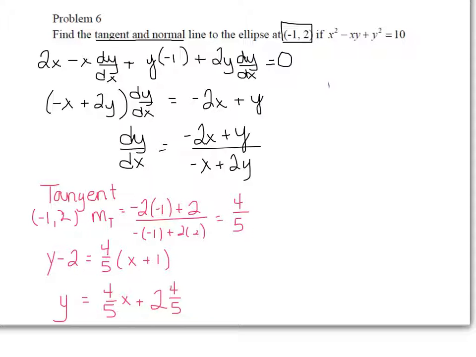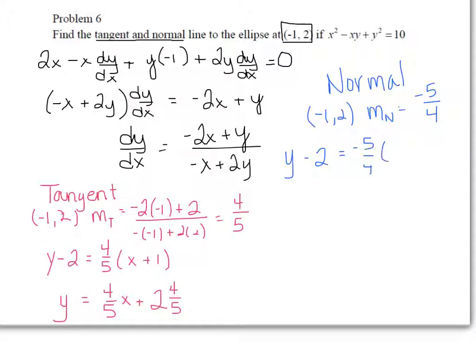The normal line, remember, for the normal line we need a point and a slope, which we were given the point, and our slope of the normal line, remember, is the opposite reciprocal. So the opposite reciprocal of 4/5 is negative 5/4. So we get y minus 2 equals negative 5/4 times x plus 1. So we get y equals negative 5/4 x plus 3/4, 4.75. So we found the tangent line and the normal line.